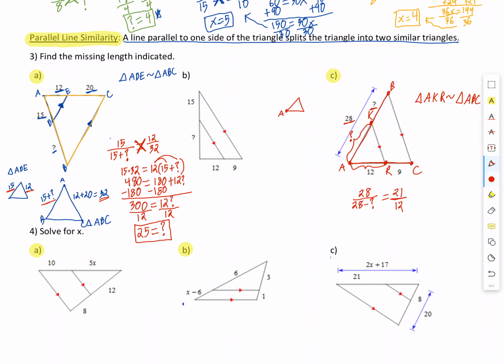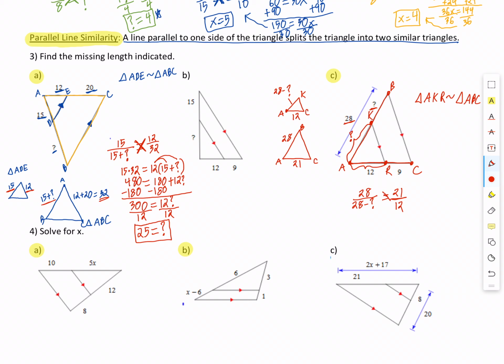So if we draw little triangles here, if we just have A, K, R, this one is going to be 28 minus our question mark. This one's 12. And if we take the bigger one, A, B, C, this one's equal to 28. AB is 28, and AC is 12 plus 9, which is 21. So that's how we got that.